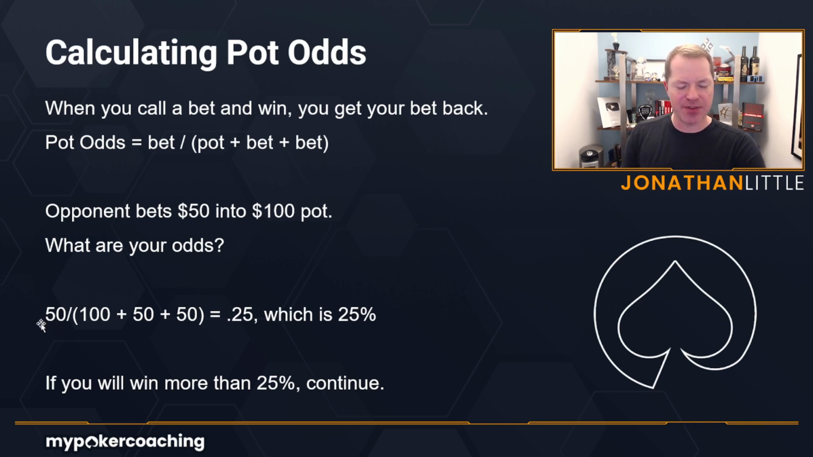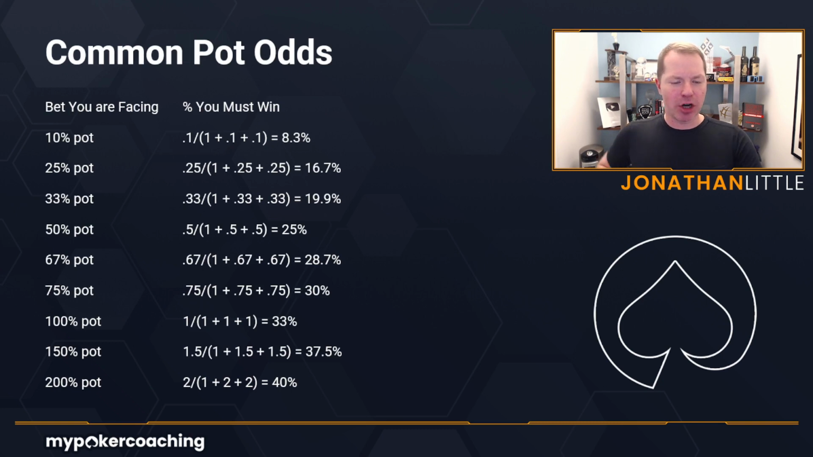In this scenario, it's 50 divided by the pot, which is 100, plus your opponent's bet, plus your opponent's bet again. So 50 divided by 200 is 0.25. You move the decimal spot 2 to the right. That makes a decimal into a percentage. And that means you need to win 25% of the time. So in this spot, if you will win more often than 25% of the time, you should continue in the pot.